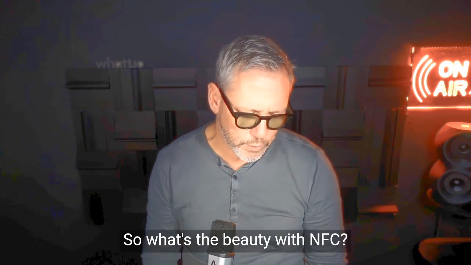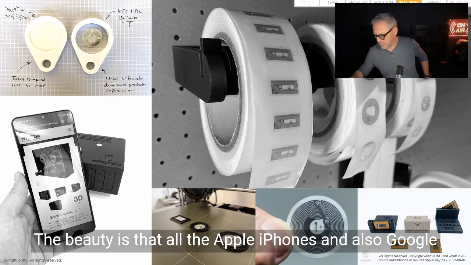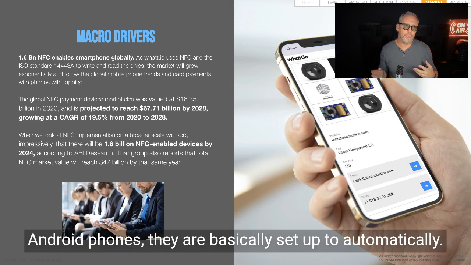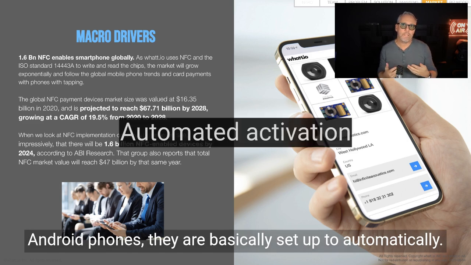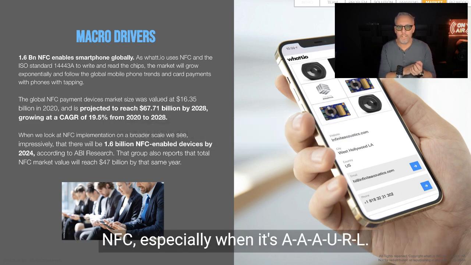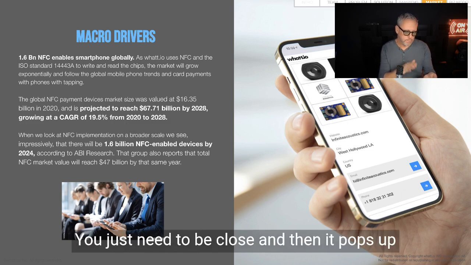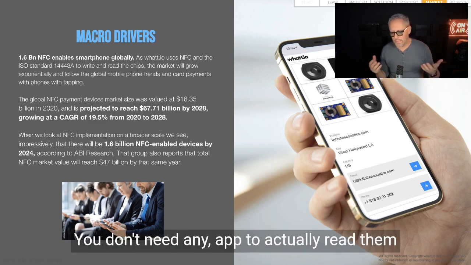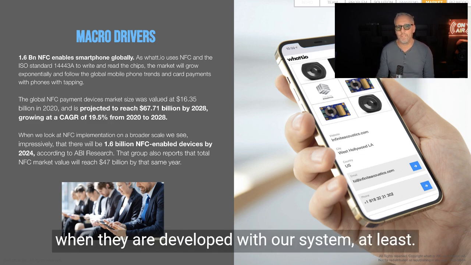So what's the beauty with NFC? The beauty is that all the Apple iPhones and also Google Android phones, they are basically set up to automatically react when they come close to an NFC, especially when it's a URL. You just need to be close and then it pops up and you see the digital product passport. You don't need any app to actually read them when they are developed with our system, at least.